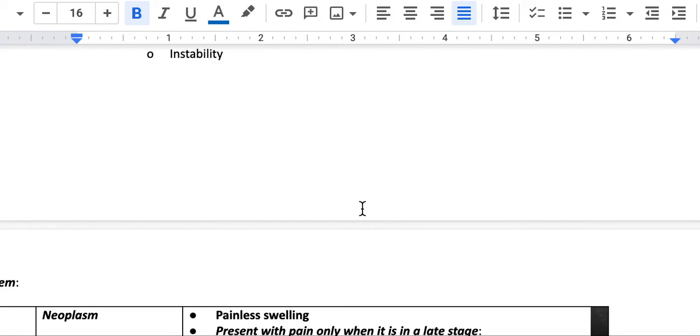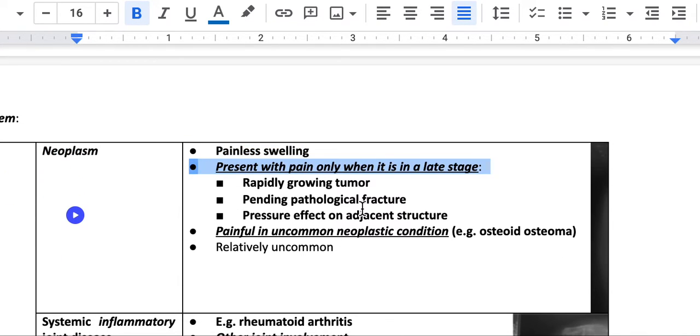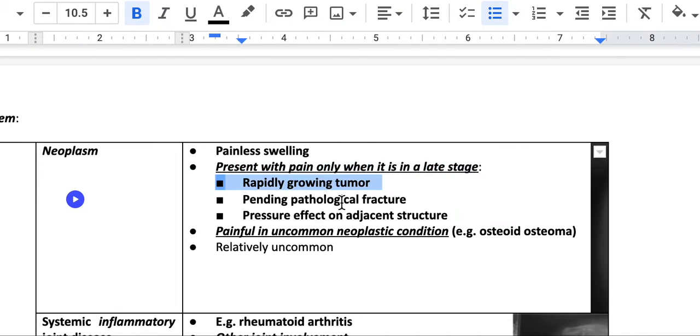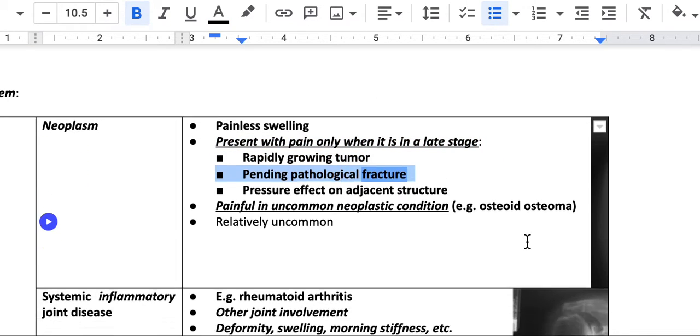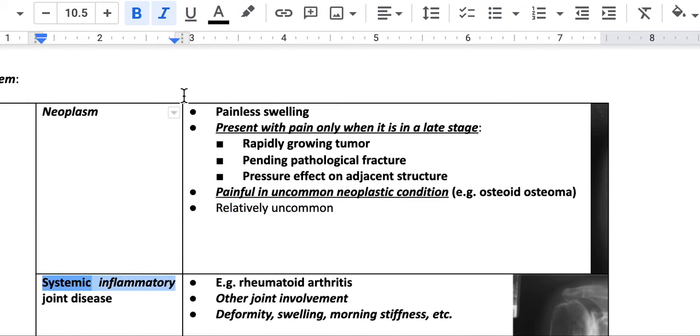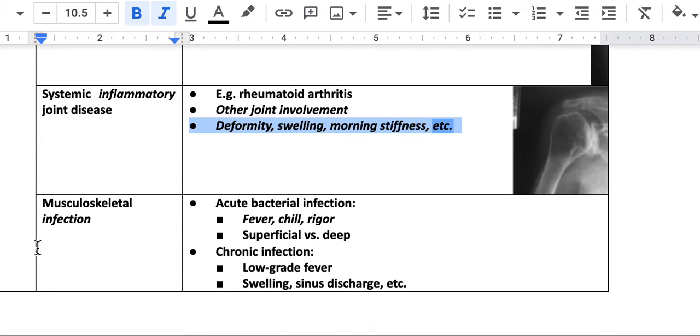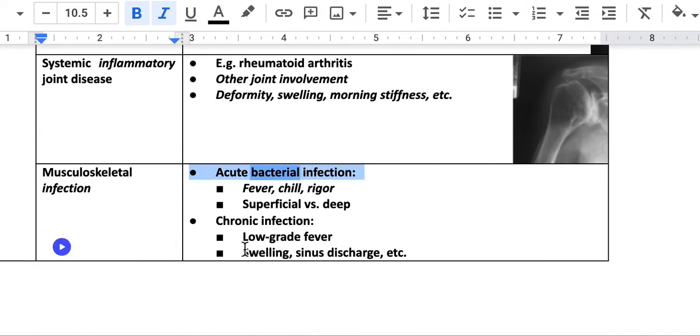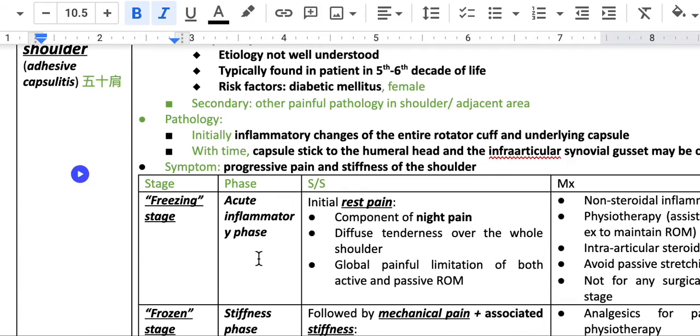Shoulder problem, pain: rest pain. Neoplasm: painless swelling, present with pain only when in a late stage, rapidly growing tumor pending pathological fracture, pressure effect on adjacent structure. Painful in uncommon neoplastic conditions, e.g. osteoid osteoma. Relatively uncommon: systemic inflammatory joint disease, for example rheumatoid arthritis, with other joint involvement, deformity, swelling, morning stiffness, etc. Musculoskeletal infection: acute bacterial infection, fever, chill, rigor. Superficial versus deep. Chronic infection: low-grade fever, swelling, sinus discharge, etc.